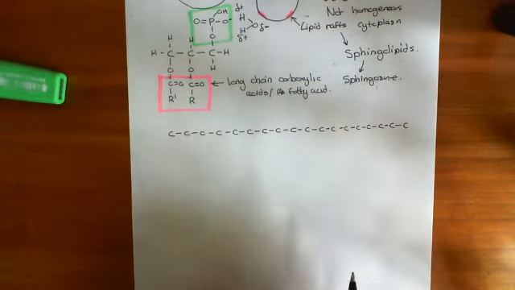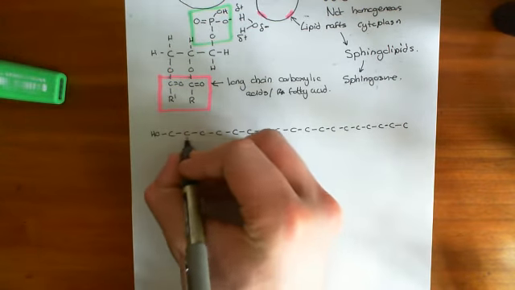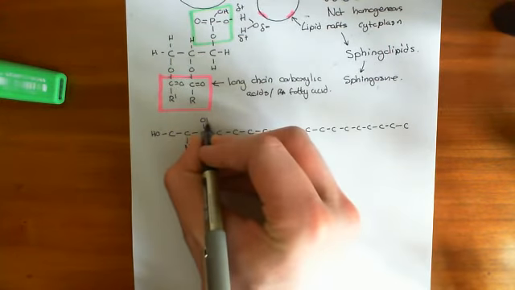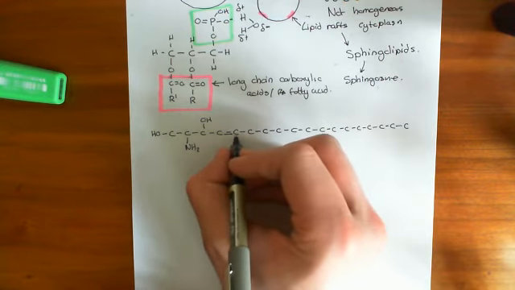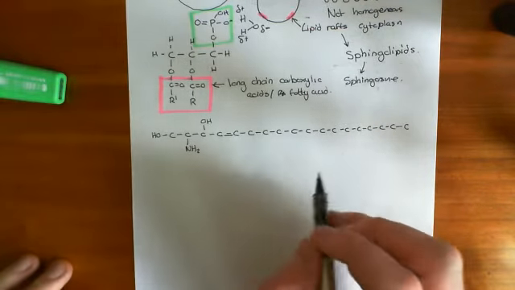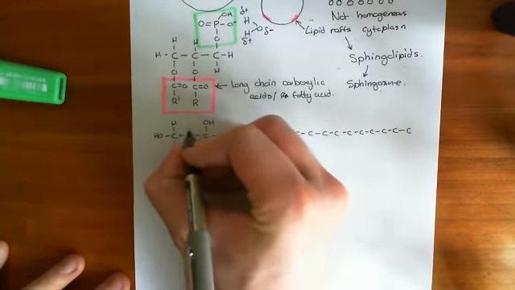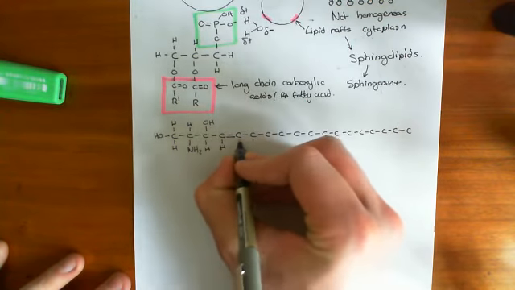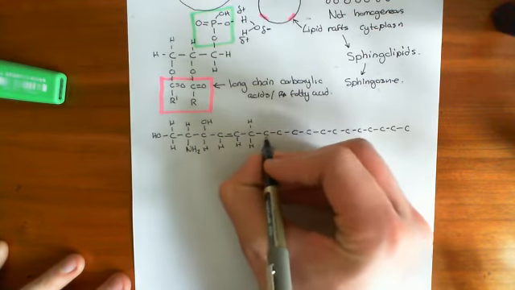Right, so in sphingosine, you have a hydroxyl group on this first carbon, then an amino group on the second carbon, another hydroxyl group on the third carbon, and then a double bond between this fourth carbon and this fifth carbon. That's all the structure you have to remember in sphingosine. Then just put hydrogens on everywhere else to saturate it, and then you've got the structure of sphingosine. And sphingosine is the basis for sphingolipids.